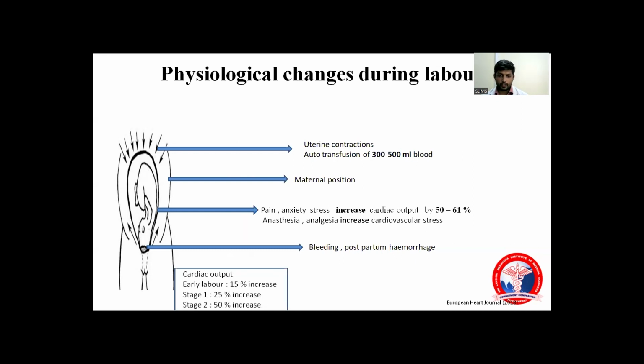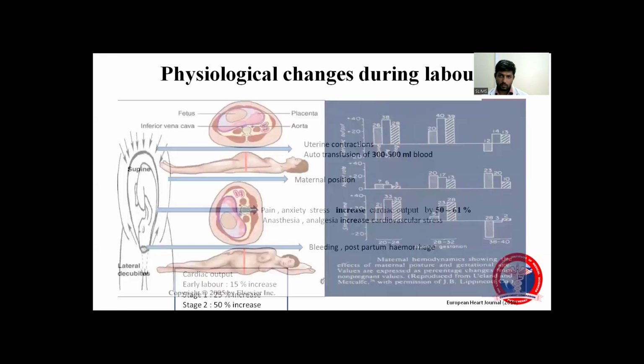So during early labor, there is an increase of 15% of cardiac output. In stage 1, there is a 25% increase in cardiac output, and in stage 2, there is a 50% increase in cardiac output. So by understanding this, we can know that the patient in the second stage of labor has the highest chances of going into failure.